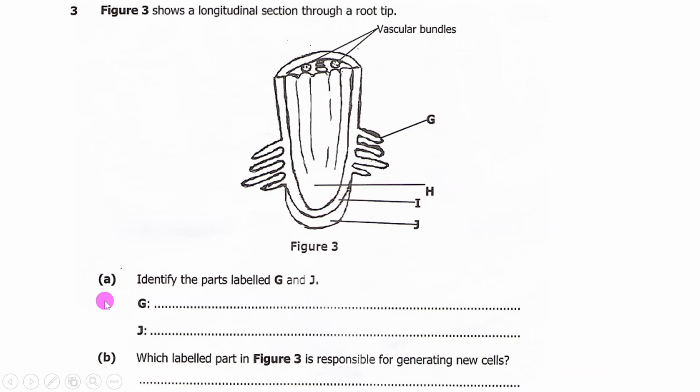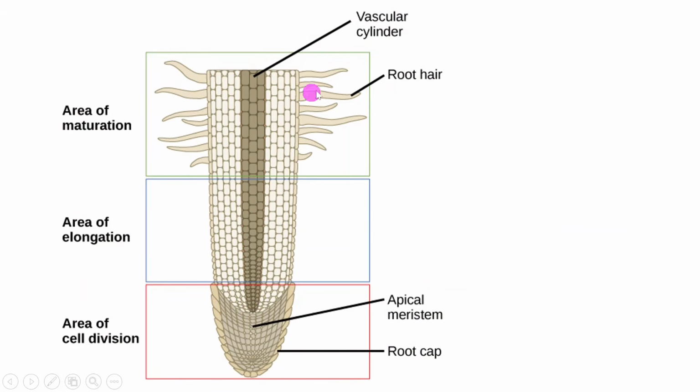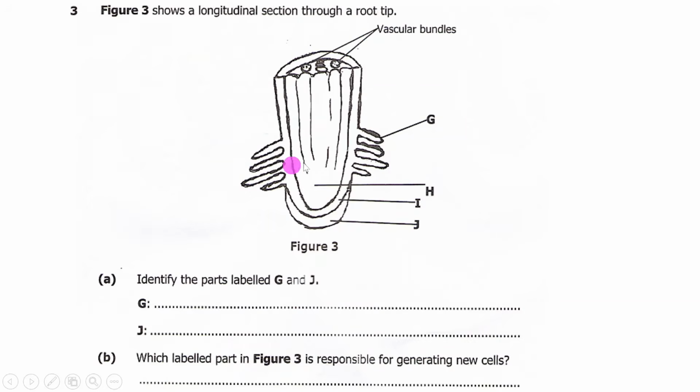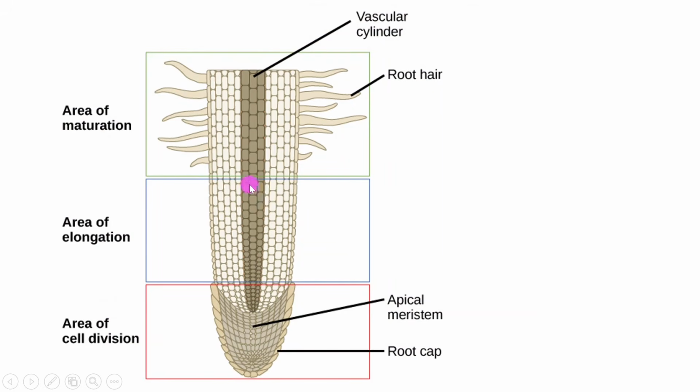Then part A says identify the parts labeled G and J. So what is G here? G is the root hair. As you can see from this one here, when you look at this, this is the part here. So we have the vascular bundle, the root hair, this one here. This one is called the apical meristem. This one is called the root cap. Then this region from here up to here is called the area of division. This region is called the area of elongation. Then this one is called the area of maturation.